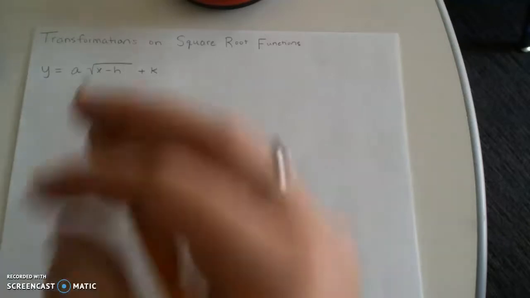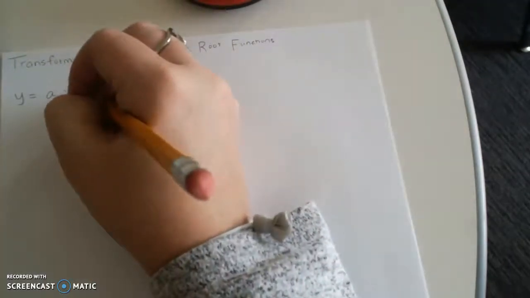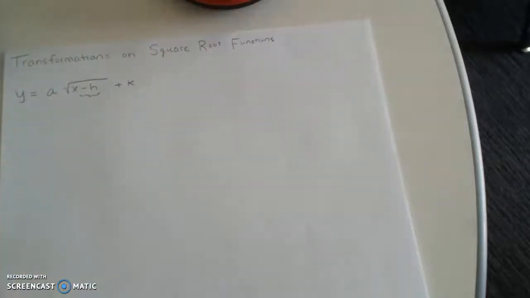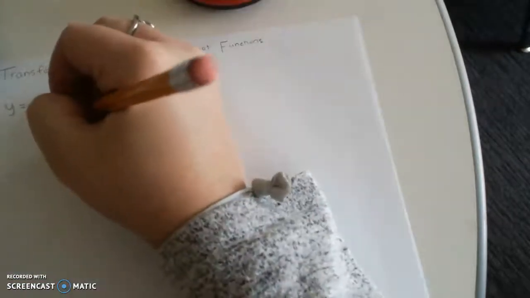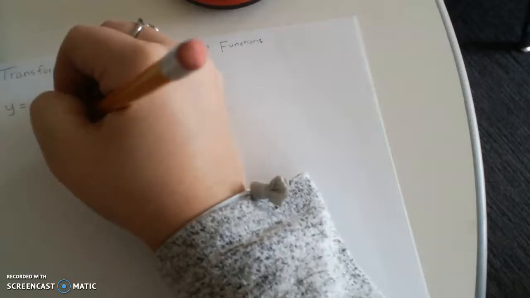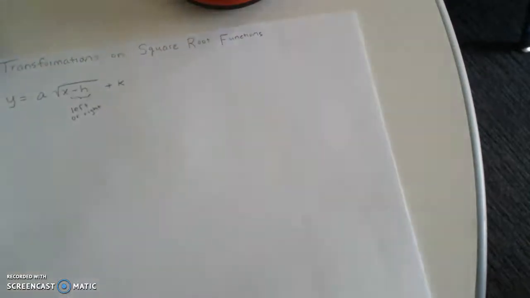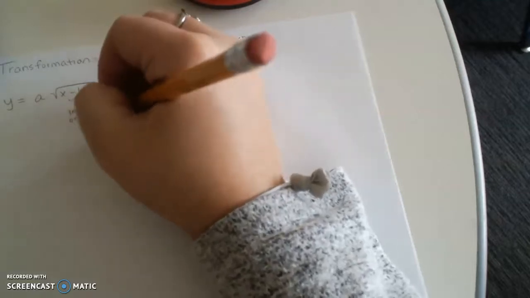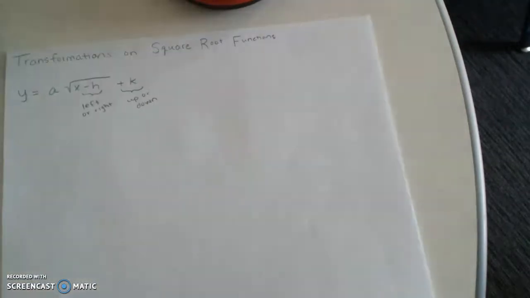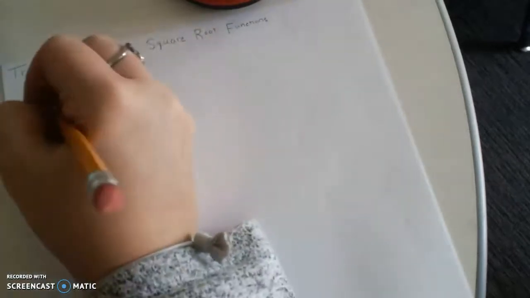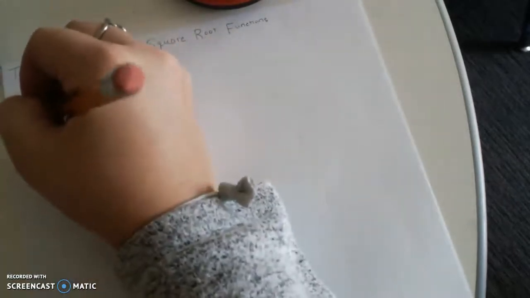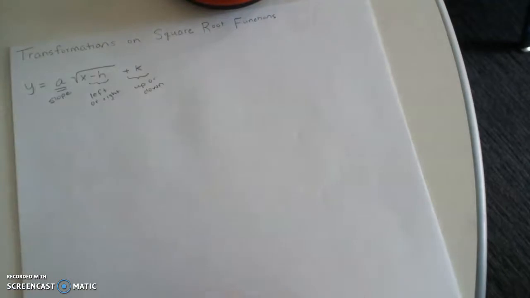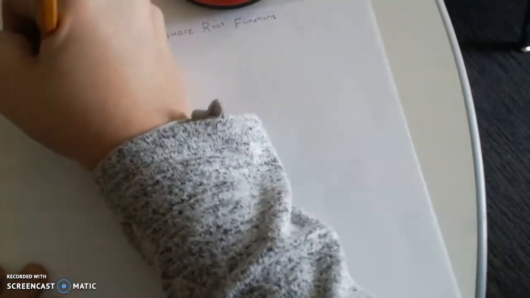And these are going to do pretty much the exact same things to our graph that they did to absolute value functions. So our number inside our radical is going to shift us left or right. Same as absolute values. This number is going to shift us up or down. Also the same as absolute value graphs. This number is going to change the slope, which is also the same.